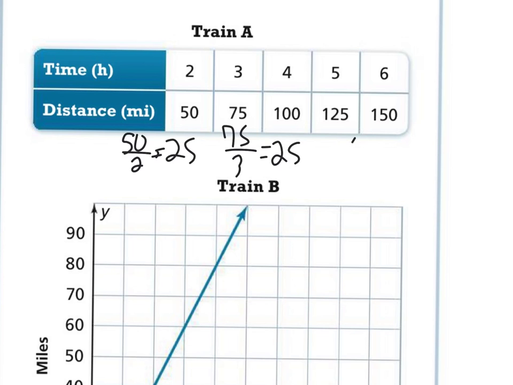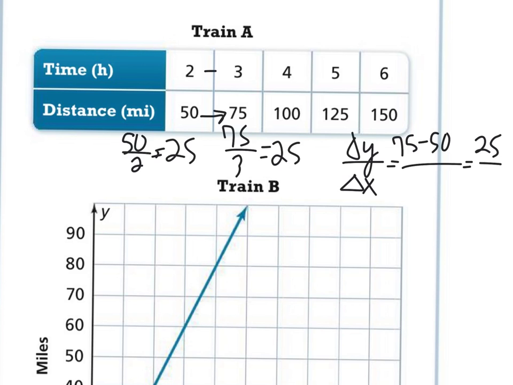So what would for sure work, besides dividing all of them out and making sure they all equal 25, would be to look at your y values here. We went from 50 to 75. So if you subtract those, that's a difference of 25. X's, we went from 2 to 3. So if you subtract those, that's a difference of 1. And 25 divided by 1 is 25. So that does confirm this actually is proportional.